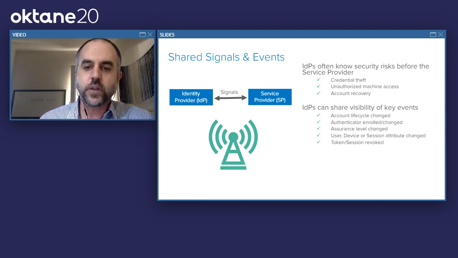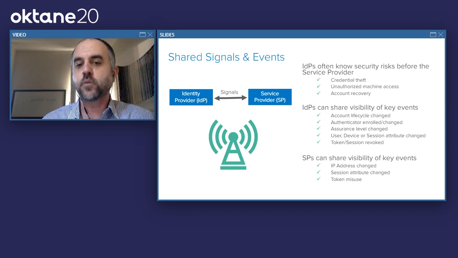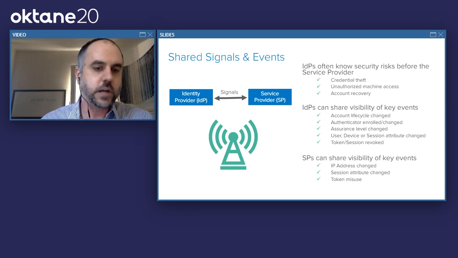So we could think of many categories of events, everything from traditional lifecycle events, authenticator events, assurance events, session level attributes or token revocation events. It would be powerful for the identity provider to share those and allow the service provider to respond to those. And vice versa, the service provider may know things that the identity provider doesn't. So let's use an IP as an example.